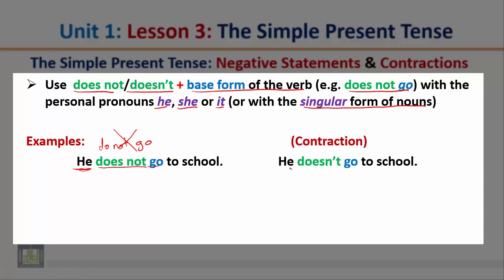Now, the contracted form, he doesn't go to school. Another example.